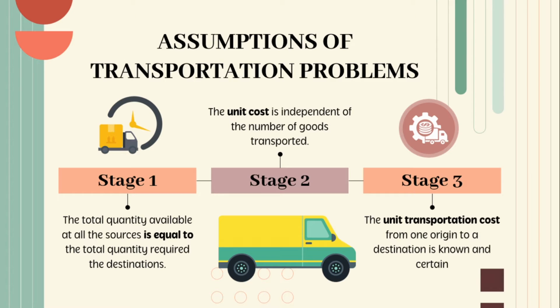Assumptions of transportation problems. The following basic assumptions are made before using any transportation technique. The total quantity available at all the sources is equal to the total quantity required at the destinations. If they don't match each other, dummy sources or dummy destinations are added. The unit transportation cost from one origin to a destination is known and certain. The unit cost is independent of the number of goods transported.